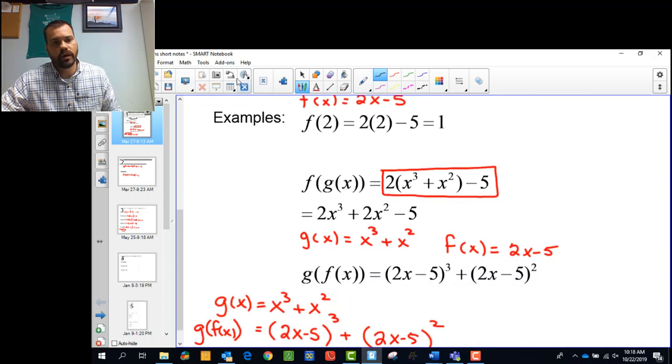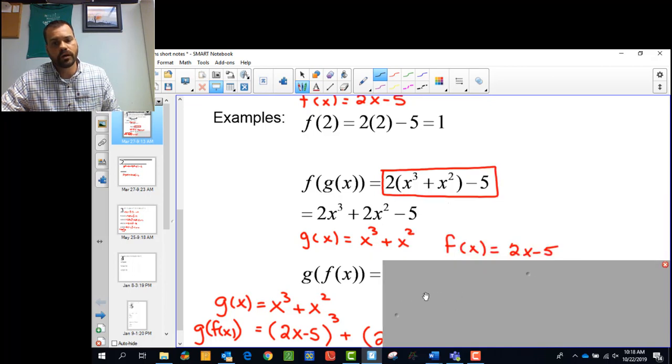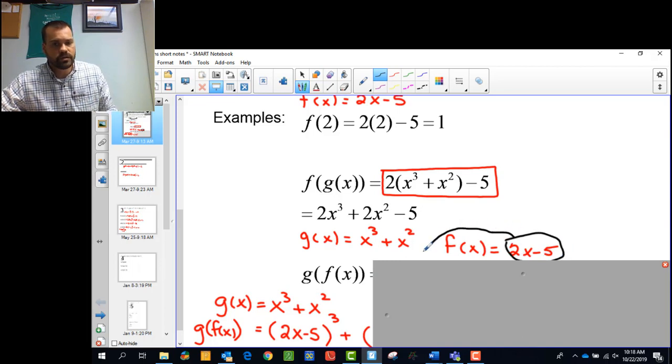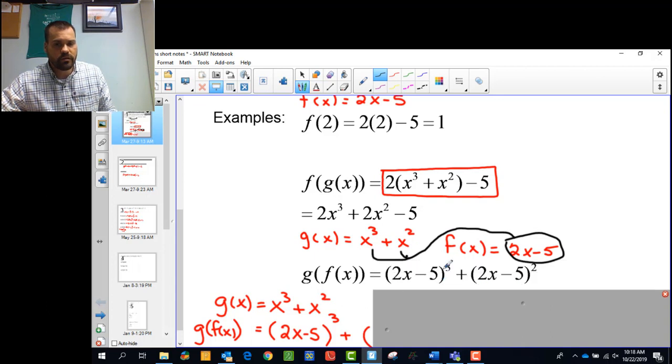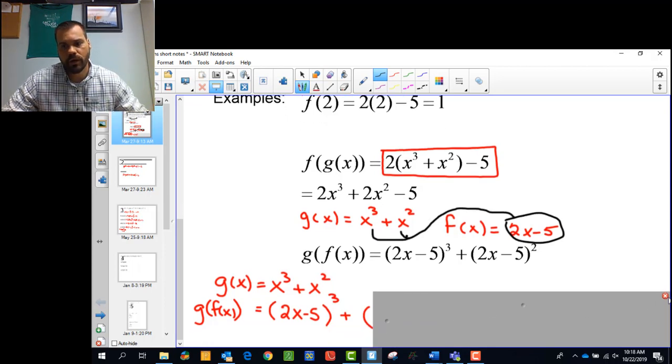If you want to do it the other way, you ask, what's g of f of x? You do the exact same thing, but now this 2x minus 5 is going to go in wherever there's an x. So it's going to go in two places: the x cubed, and also the x squared. So you're going to get 2x minus 5 cubed and 2x minus 5 squared. All you're doing is replacing the x with the new function. You could simplify that further if you wanted to. I'm not going to, but that's the idea of composing functions. Pretty simple in terms of understanding what you're doing.